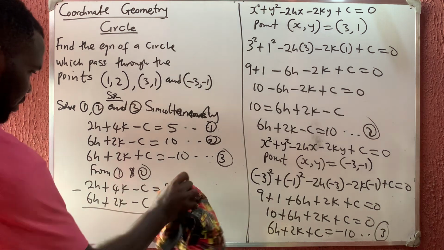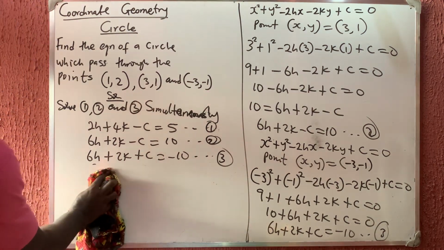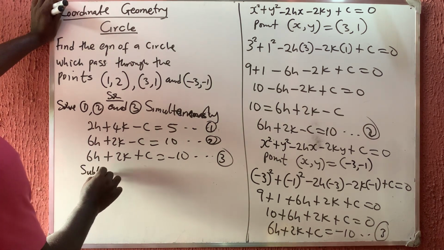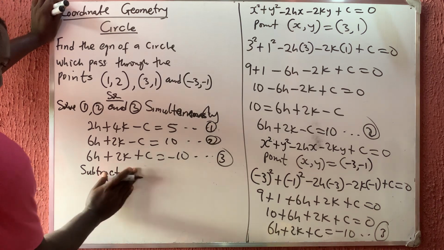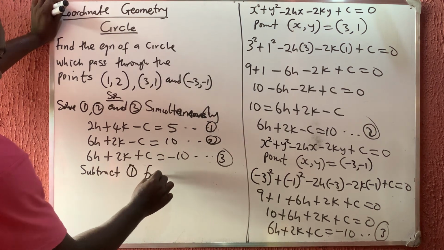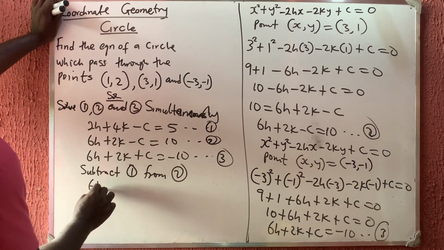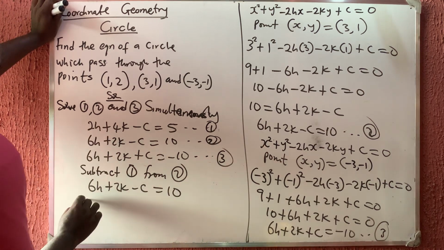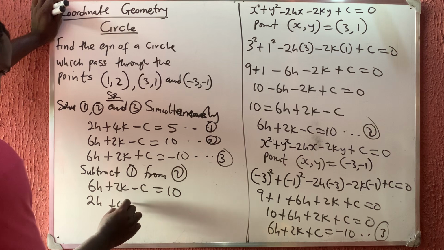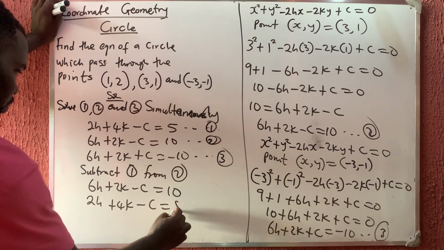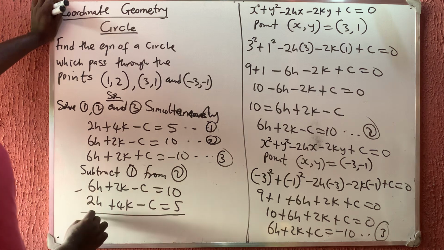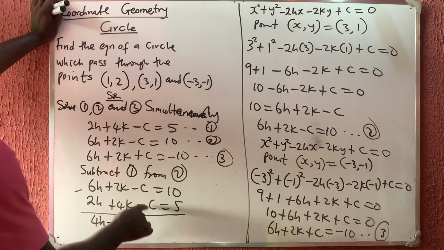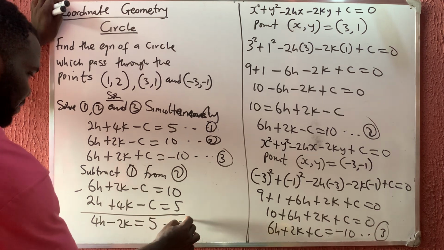Let me write 2 first, before 1, because 2 is bigger. But anyway, it can give you the same answer. So let me subtract equation 1 from equation 2. Equation 2 gave me 6h plus 2k minus c is equal to 10, and equation 1 gave me 2h plus 4k then minus c again is equal to 5. So if I subtract, this and this give me 4h, this and this give me minus 2k, this and this is gone, is equal to 5. This is my equation 4.